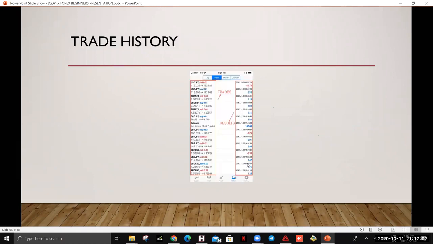Now look at this trade here. These are all the trades that this person took when he took the screenshot: the USD JPY, Euro NZD, USD CHF. You can see the profit and losses here. The blue is the profit made. The red are the losses made on this particular trade.